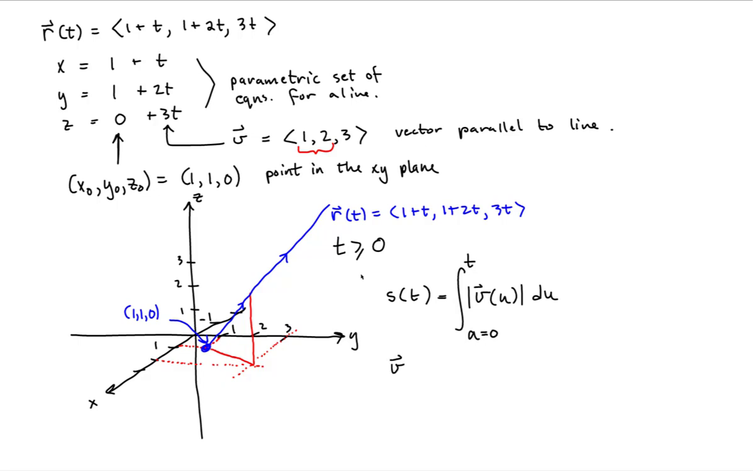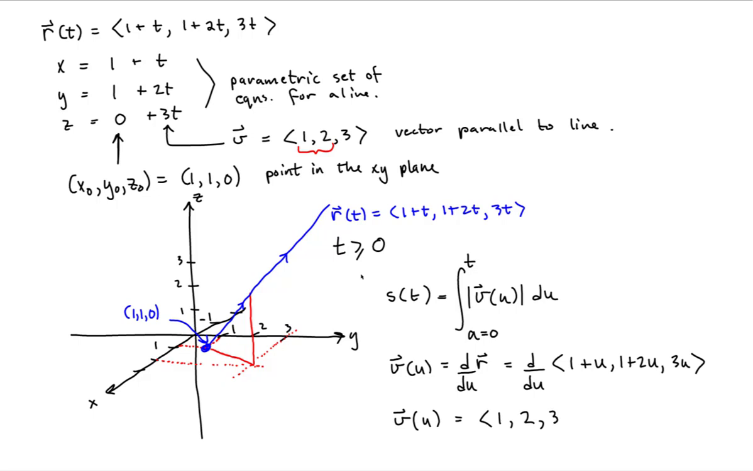Now remember, velocity is just equal to the derivative of the position vector with respect to our parameter. Here it is u. So this is the derivative with respect to u of 1 plus u, 1 plus 2u, and 3u, where I've replaced t by u so we could put that into our integral. When we evaluate the derivative of this position vector with respect to u to get velocity, for the x component we get 1, for the y component we get 2, and for the z component we get 3. That's what we called v before. And now we get the same thing.